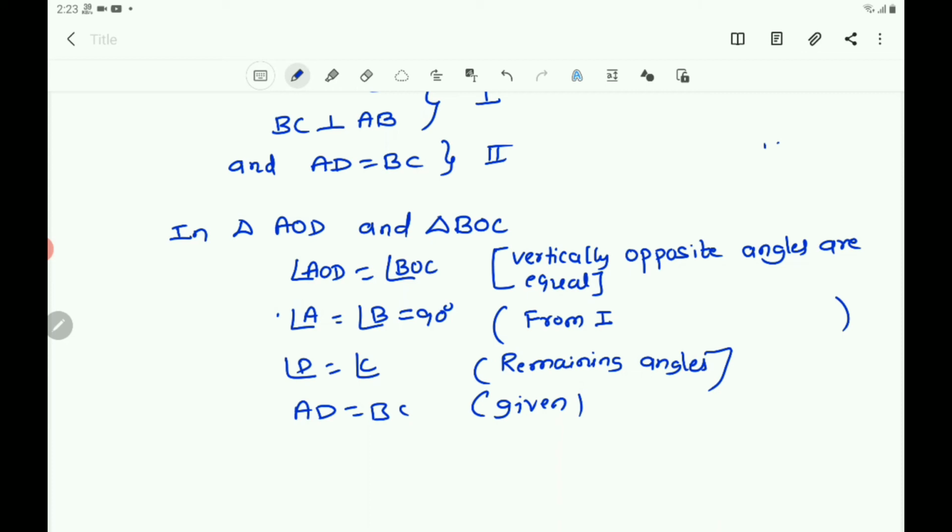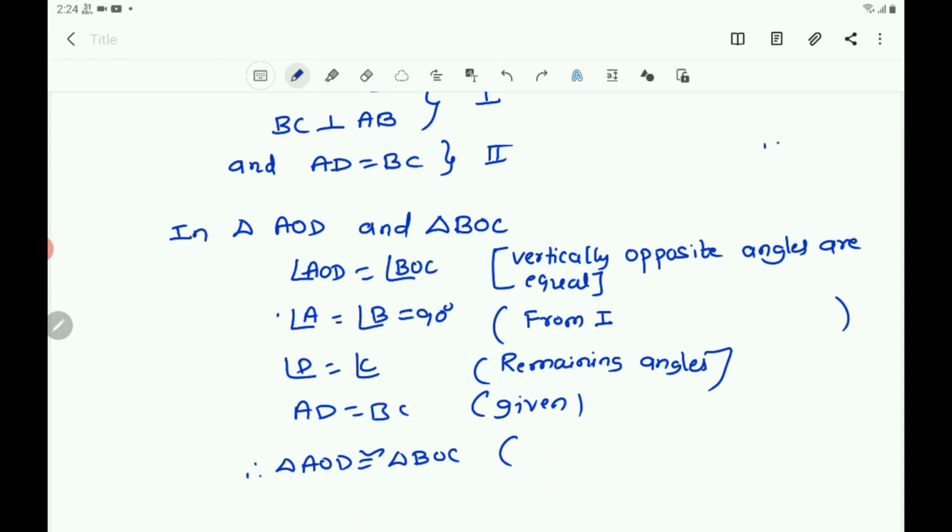Both are equal to 90 degrees. Angle D is equal to angle C and AD is equal to BC. Now you can say that therefore triangle AOD is congruent to triangle BOC. So which congruence rule is used? That is AAS.